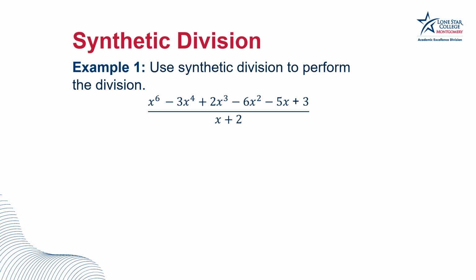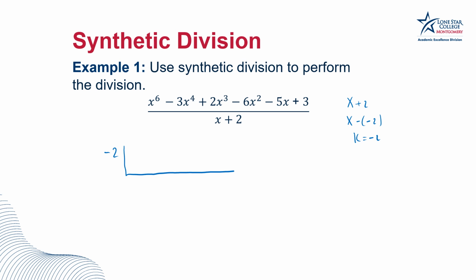So if we look aside here, x plus 2 is like saying x minus negative 2. That negative 2 term is our k. So that's what we'll be using in our synthetic division. So we write our negative 2 on the outside, and on the inside of our division we write all the coefficients of our numerator.